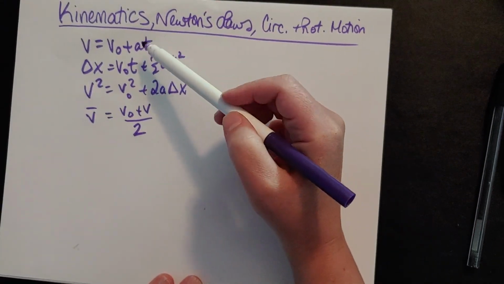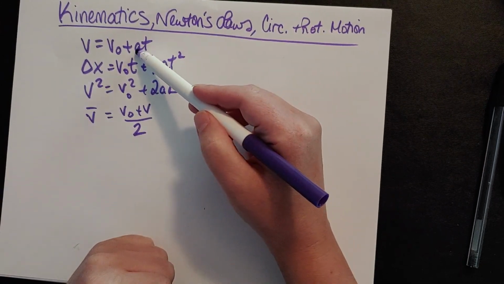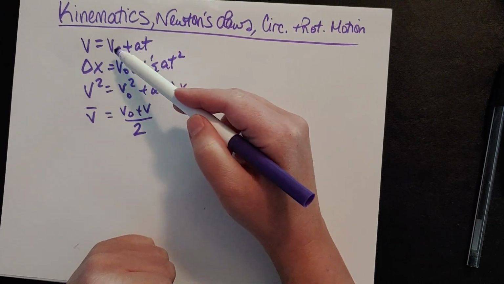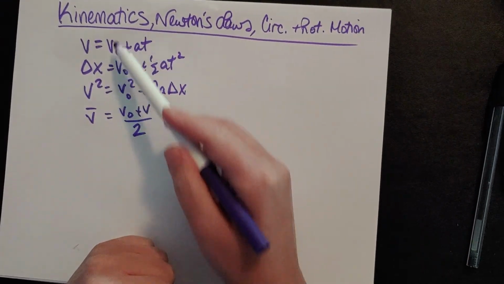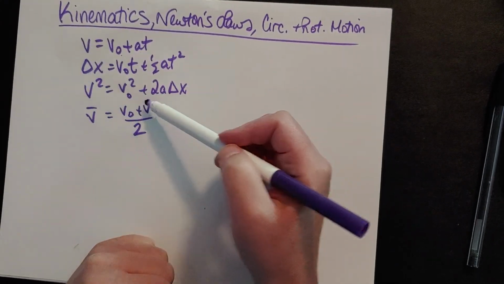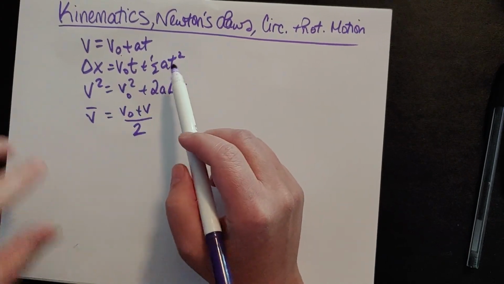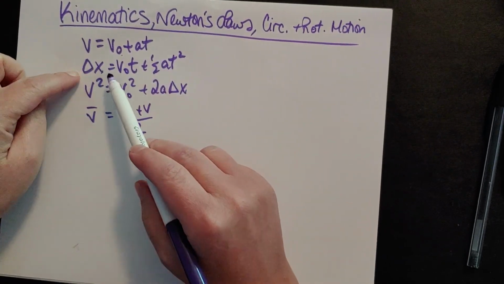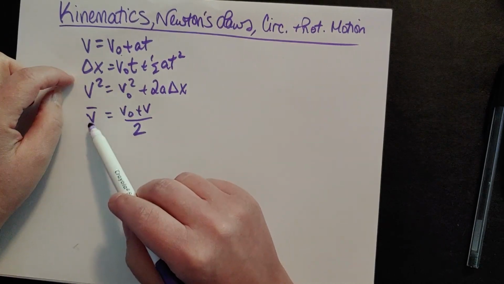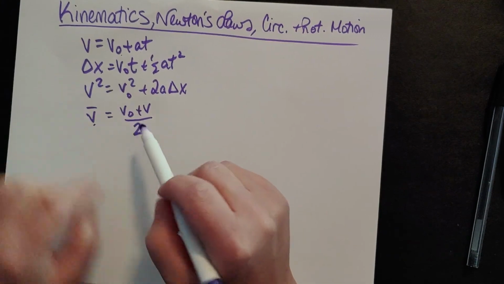Okay, so kinematic equations are only good for something that has a constant acceleration. So this is v naught, the initial velocity. There's all the initial velocities. The v with no subscript is the final velocity. t is the time that it's taking. Delta x is the displacement, that's x final minus x initial. And then this is average velocity. We'll talk more about that in a little bit.